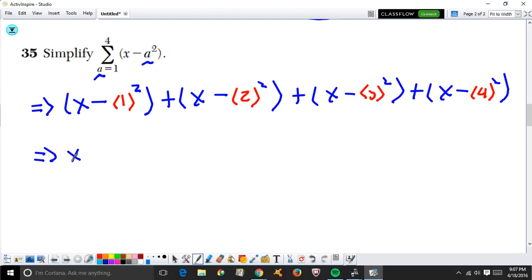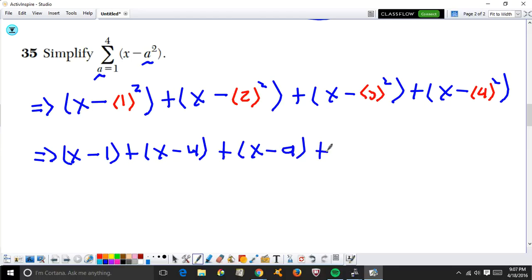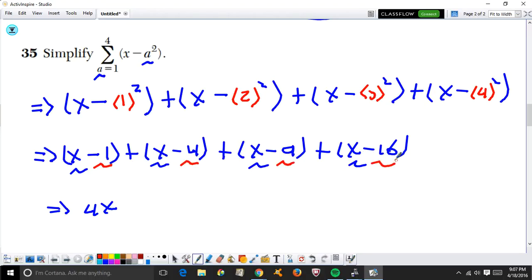Now we simplify. So now we have x minus 1 plus x minus 4 plus x minus 9 plus x minus 16. Now we can combine like terms: x plus x plus x plus x gives us 4x, and negative 1 plus negative 4 plus negative 9 plus negative 16 gives us minus 30, which is our final answer.